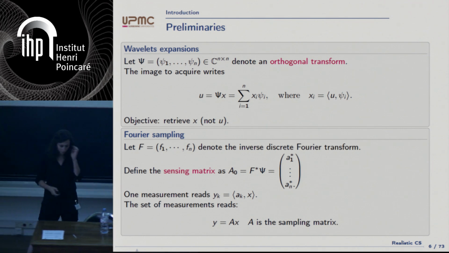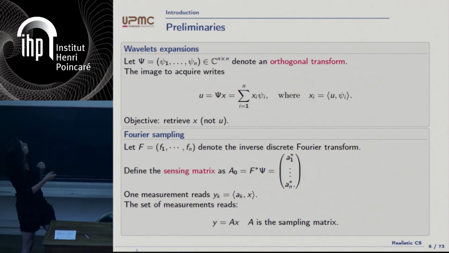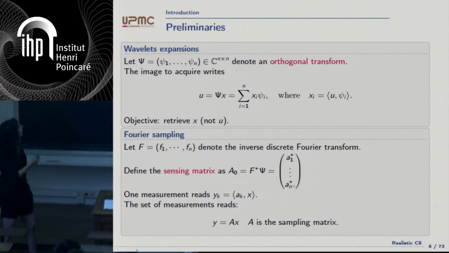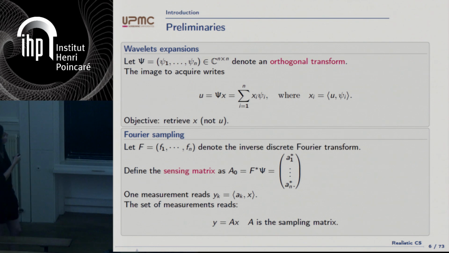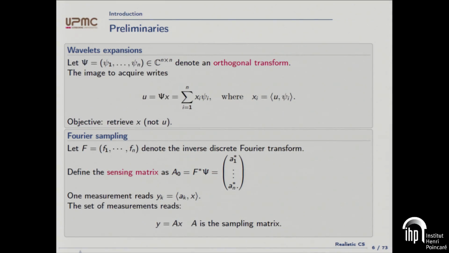Okay, so more formally, you can call psi your orthogonal wavelet transform, and then your signal u, your brain image, can be written in the wavelet basis as psi x, where x are the wavelet coefficients that you want to reconstruct. And by the electromagnetic principle of MRI, you're going to want to sample in the Fourier domain.